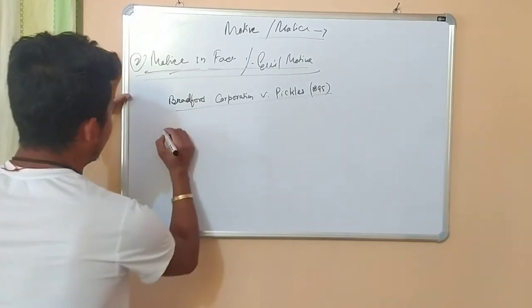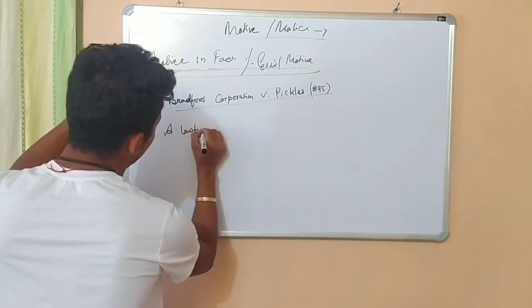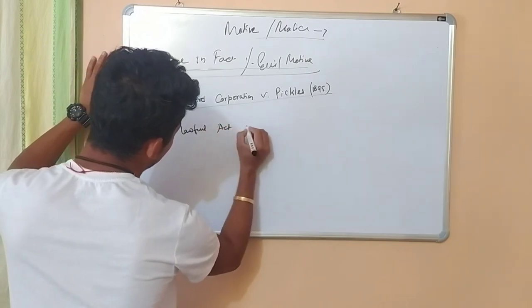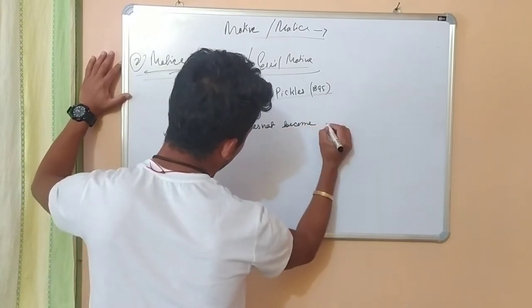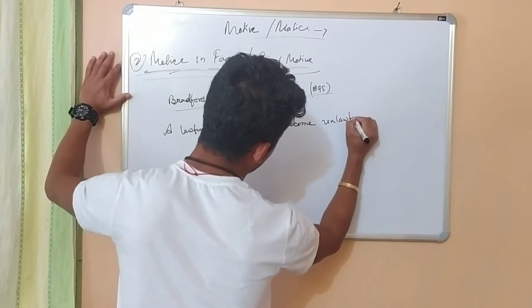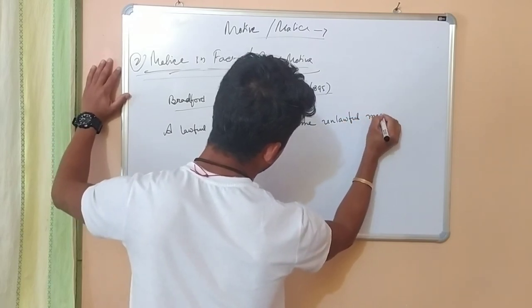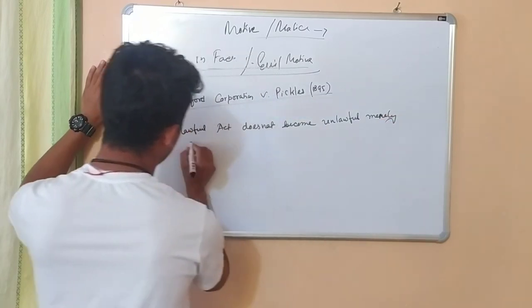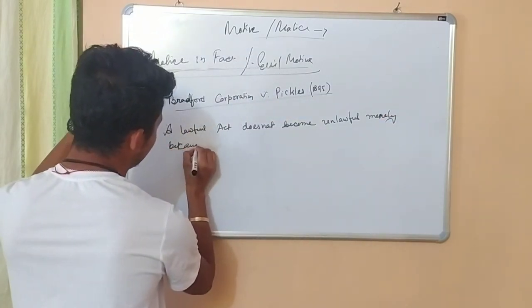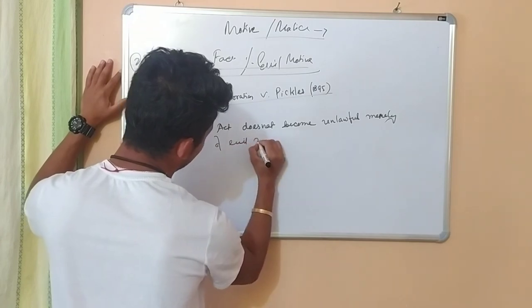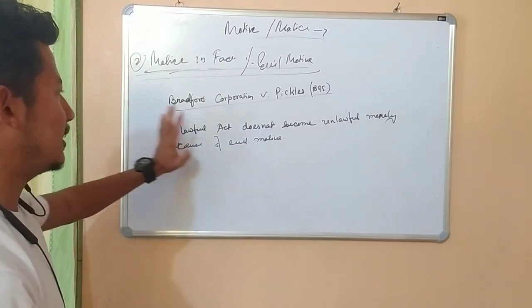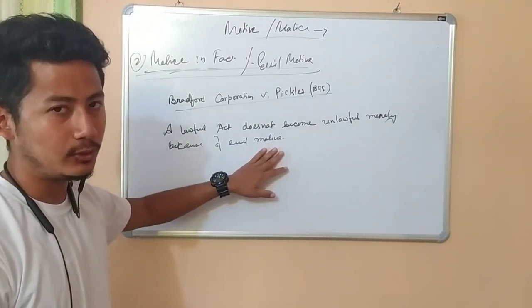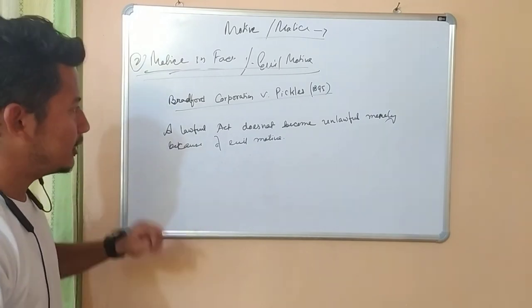The court said that a lawful act does not become unlawful merely because of an evil motive. So in this case, the court says that a lawful act doesn't become unlawful merely because of the evil motive. So here in this case, what had happened?